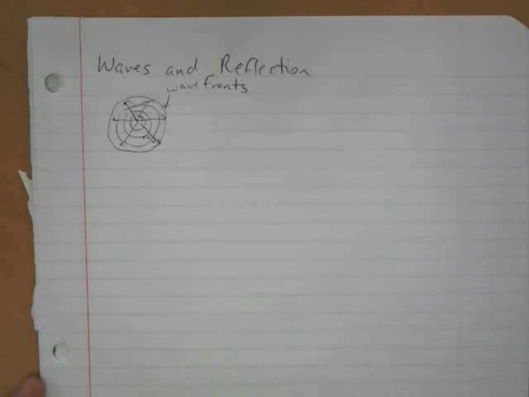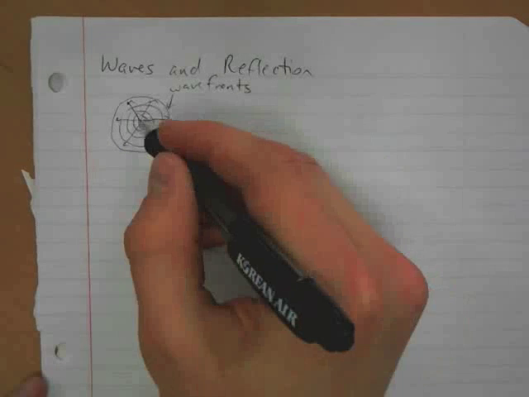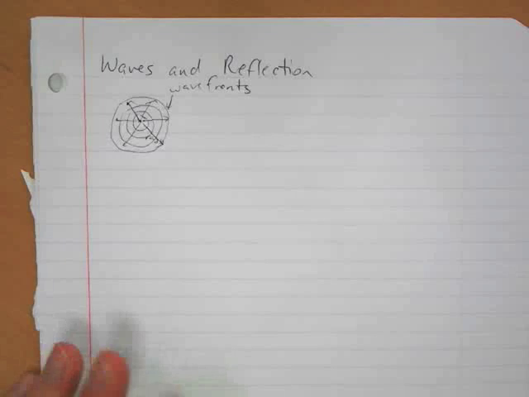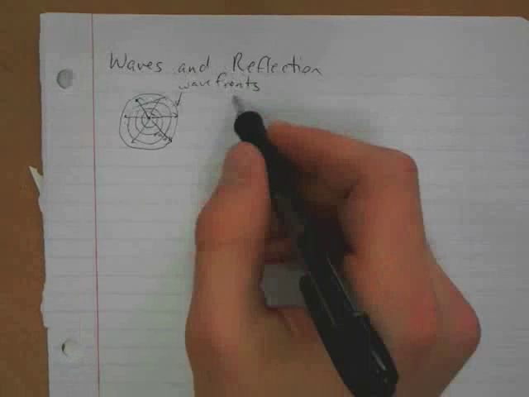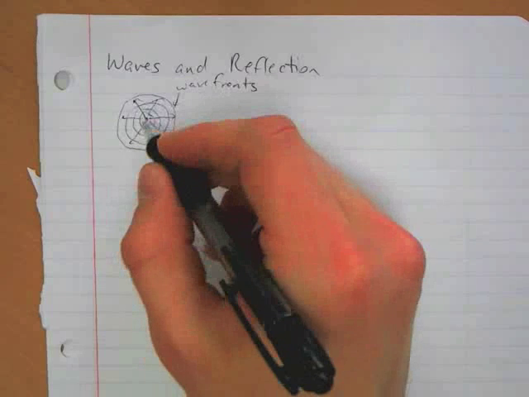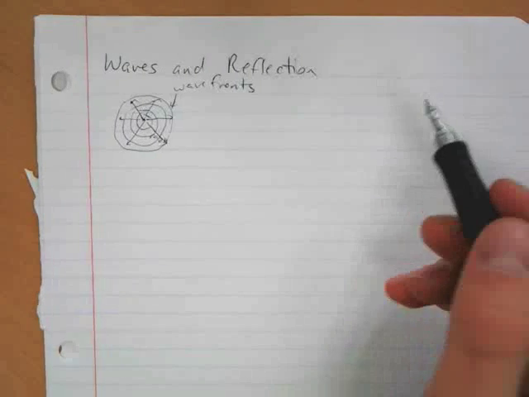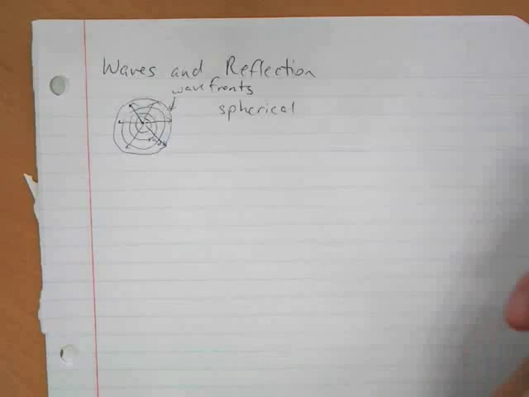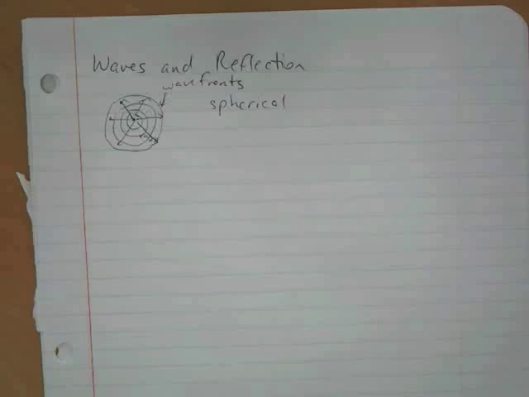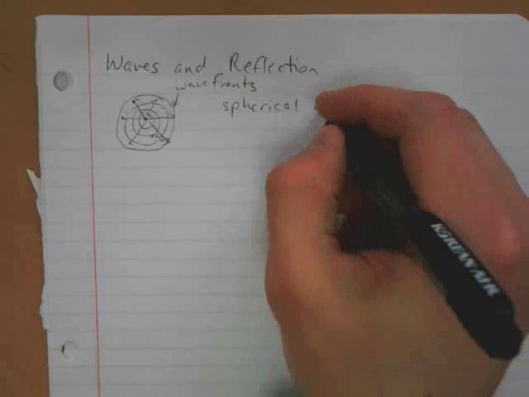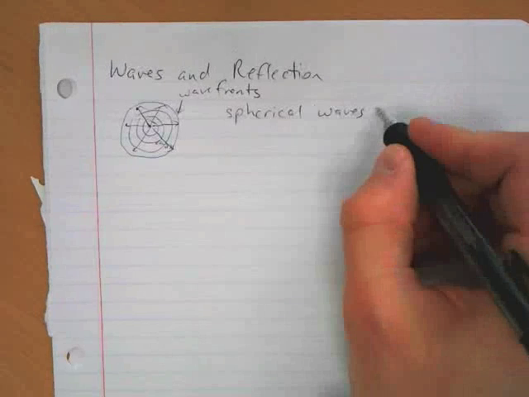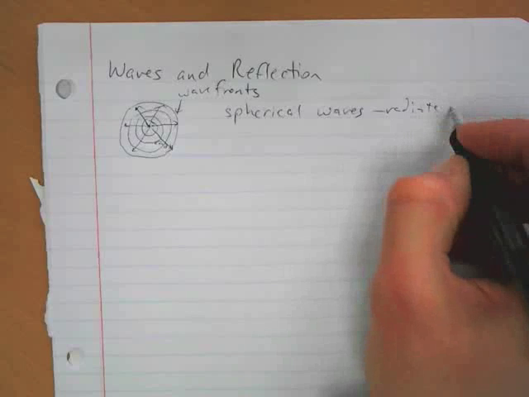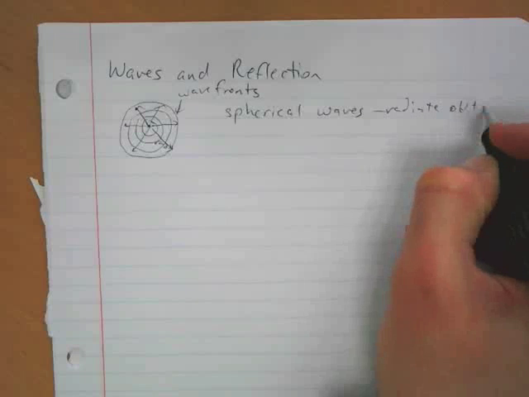Now, if you have a small source of electromagnetic radiation, it radiates out in all directions, creating a pattern similar to this, but in 3D, and that would be a spherical wavefront. So we have spherical waves, radiating out in all directions.